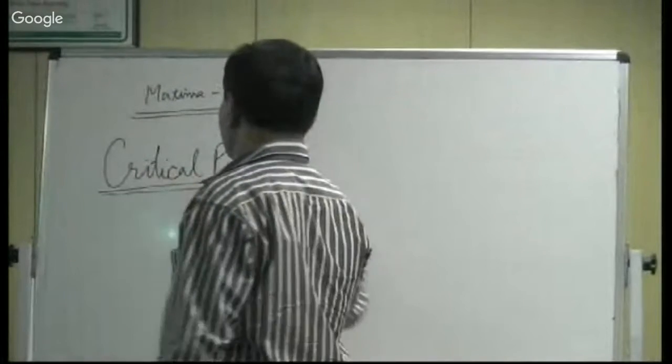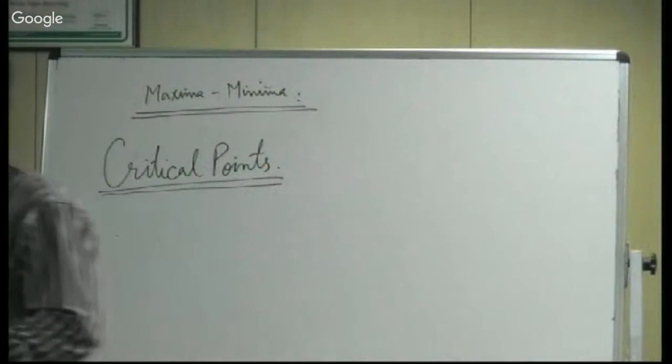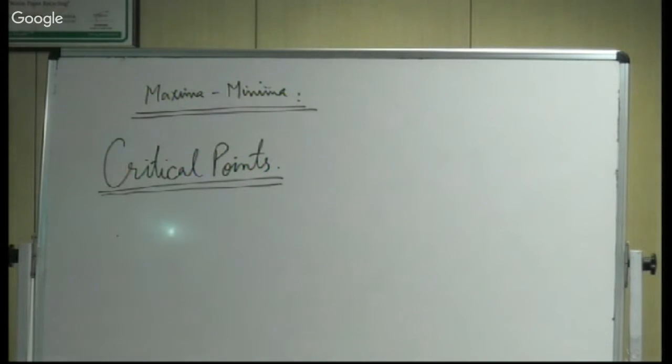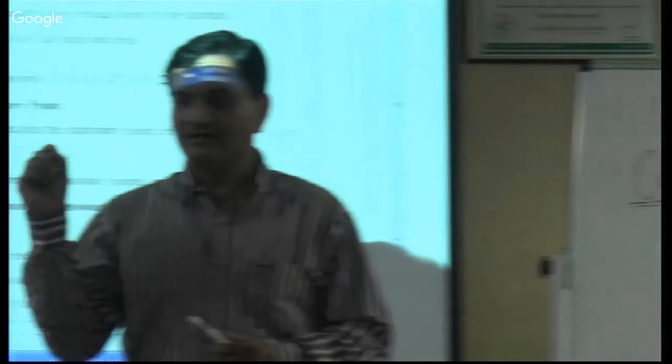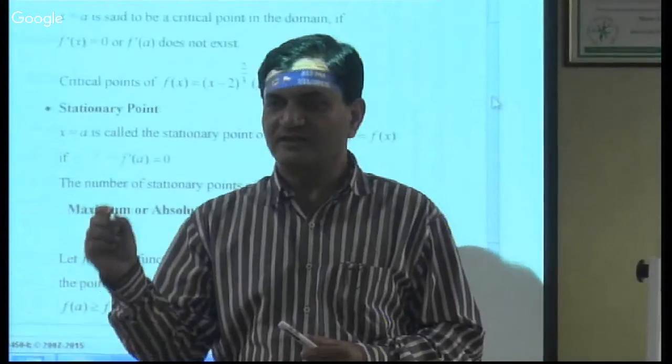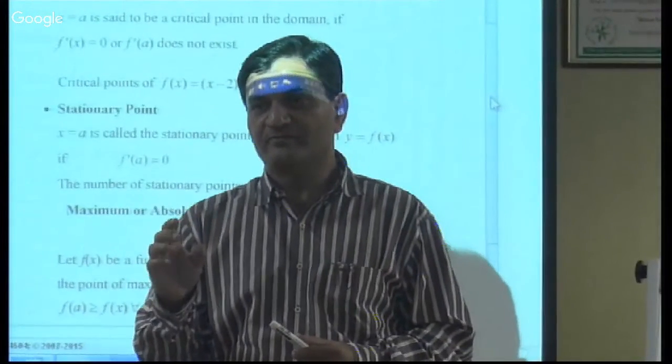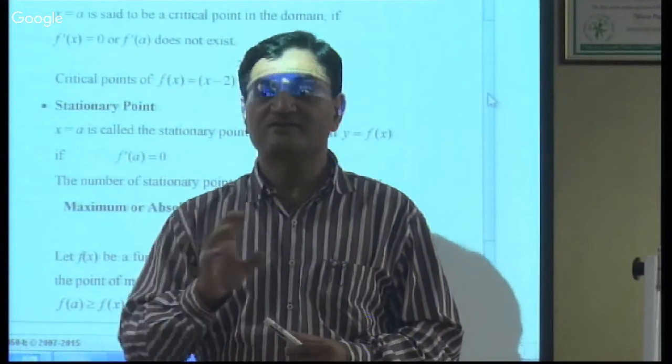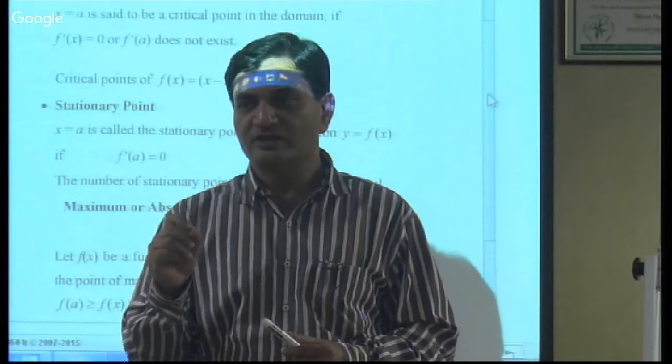Slope is 0 means, what is slope? Slope of a function at a particular point is the derivative at that point. So critical points are where dy by dx is equal to 0 or it does not exist. This is very important. Generally, students think that where the derivative is vanishing, those are the critical points. But besides this, where the derivative does not exist, those are also critical points.